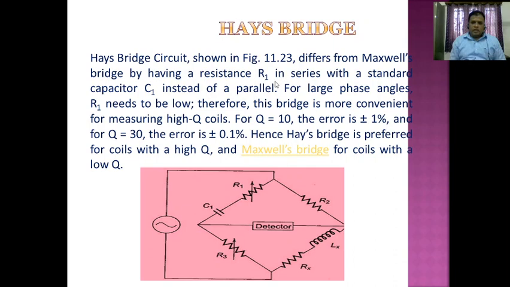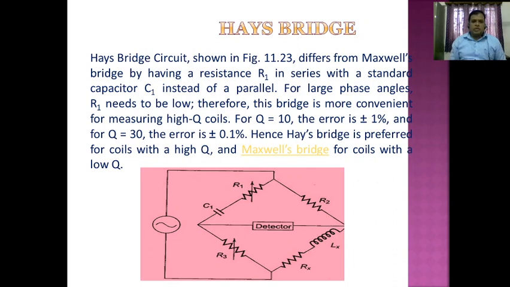For large phase angles, R1 needs to be low. Therefore, this bridge is more convenient for measuring high Q factor. For Q factor equal to 10, the error is plus or minus 1%, and for Q factor equal to 30, the error is plus or minus 0.1%. Hence, Hayes bridge is preferred for coils with a high Q factor, and Maxwell's bridge for coils with a low Q factor. So it is clearly explained that Hayes bridge is used for high Q factors and Maxwell's bridge for low Q factors.